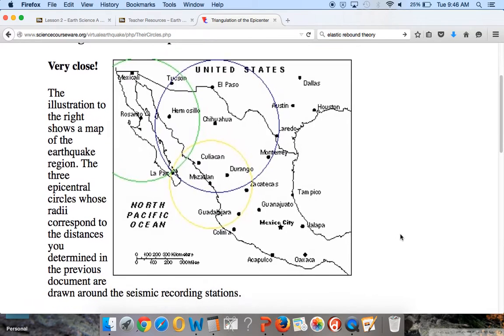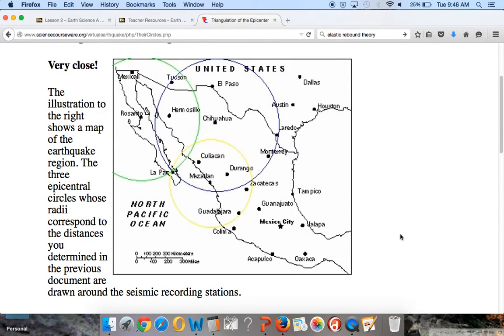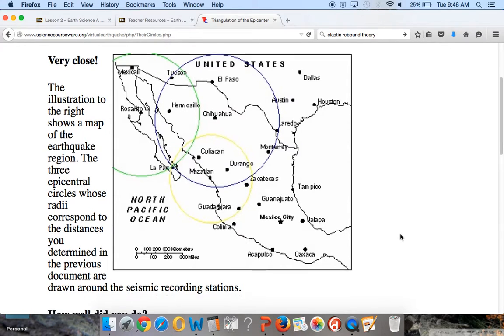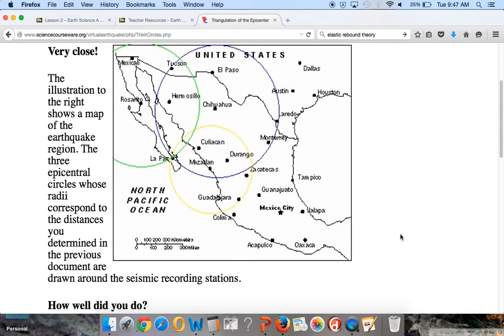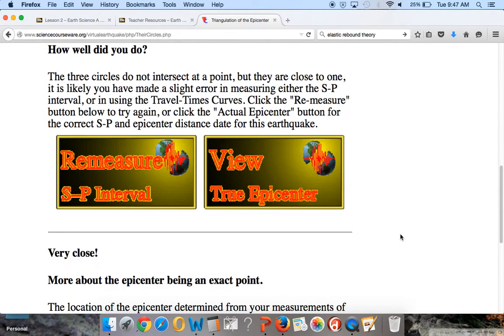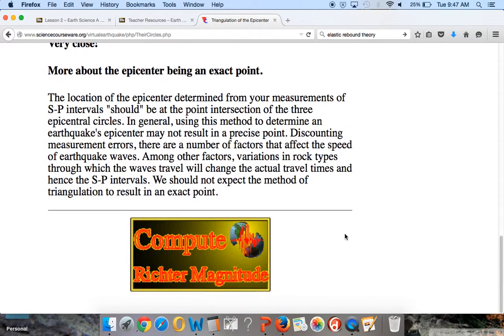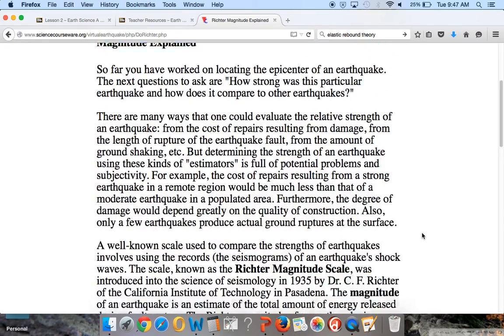Now, you're going to get 3 different comments on here: the oops that you saw initially from my mistake, very close, or excellent work. If you get very close or excellent work, then you can move on to the next part. The next part of this is to determine the strength of the earthquake, the Richter magnitude. We're going to move on to this. Compute the Richter magnitude.